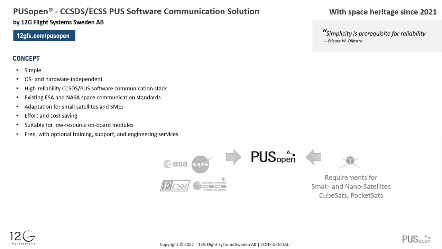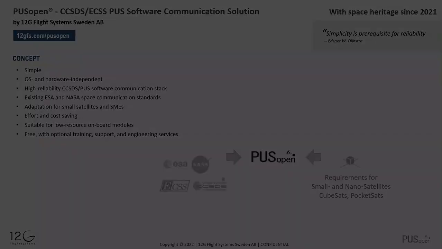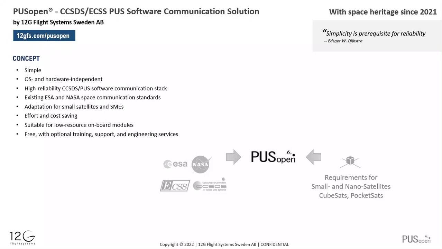PUSopen is portable to many different platforms. You can use it on top of platforms that don't use any operating system, as well as those that are using operating systems or even real-time operating systems. We try to make everything around PUSopen simple. The library itself is for free, so you can just register on our website, download it and start integrating it with your code.